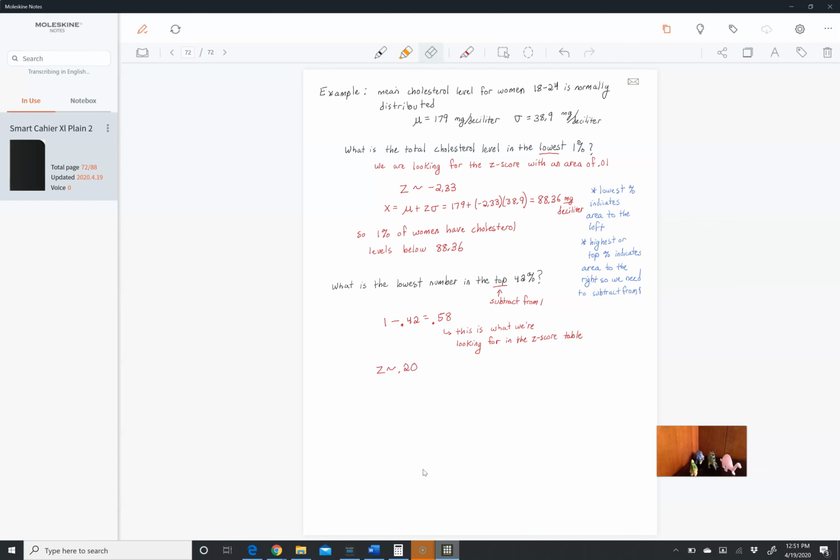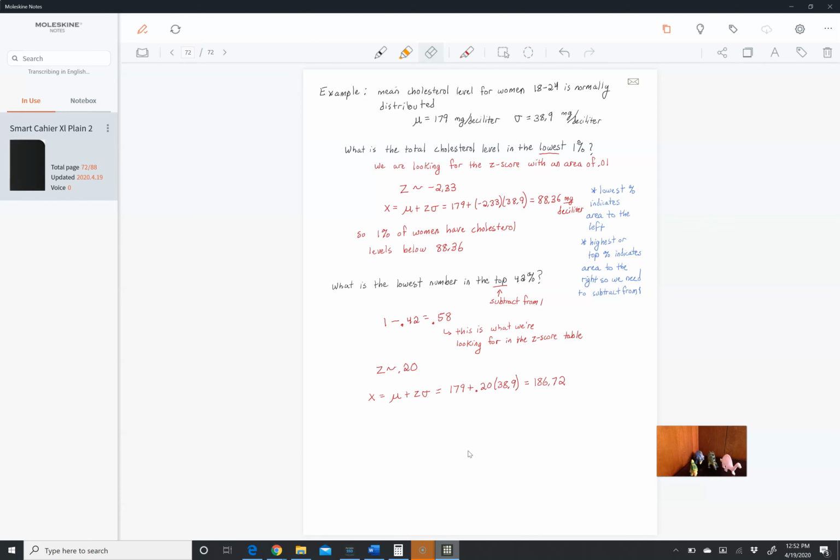And then it's a plug and chug, okay? So x is equal to 179, or I'll write out the formula again because I have been. It's mu plus z times sigma. You don't have to write this out every time. I'm doing it here, but you don't have to do it every time. It's 179 plus 0.20 times 38.9. And if we put this into our calculator, we get 186.72.